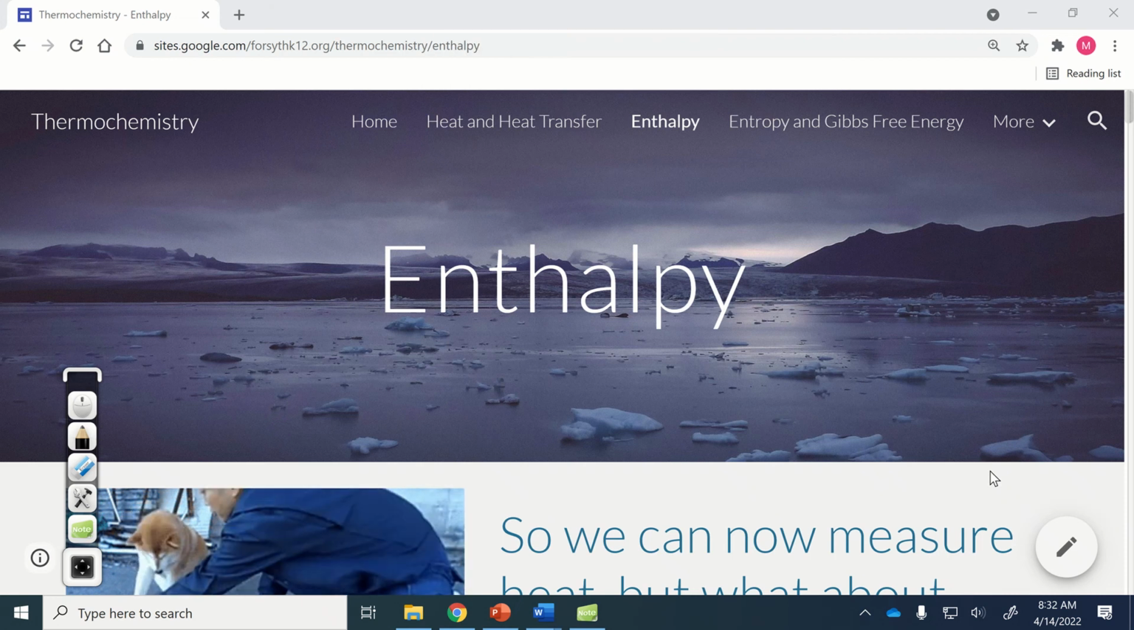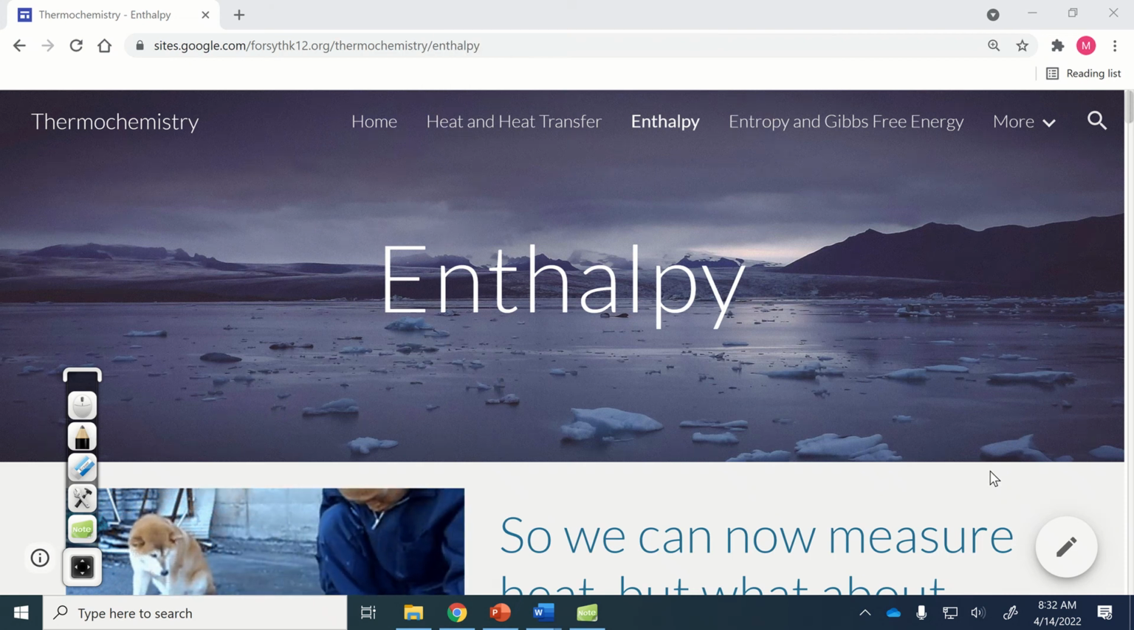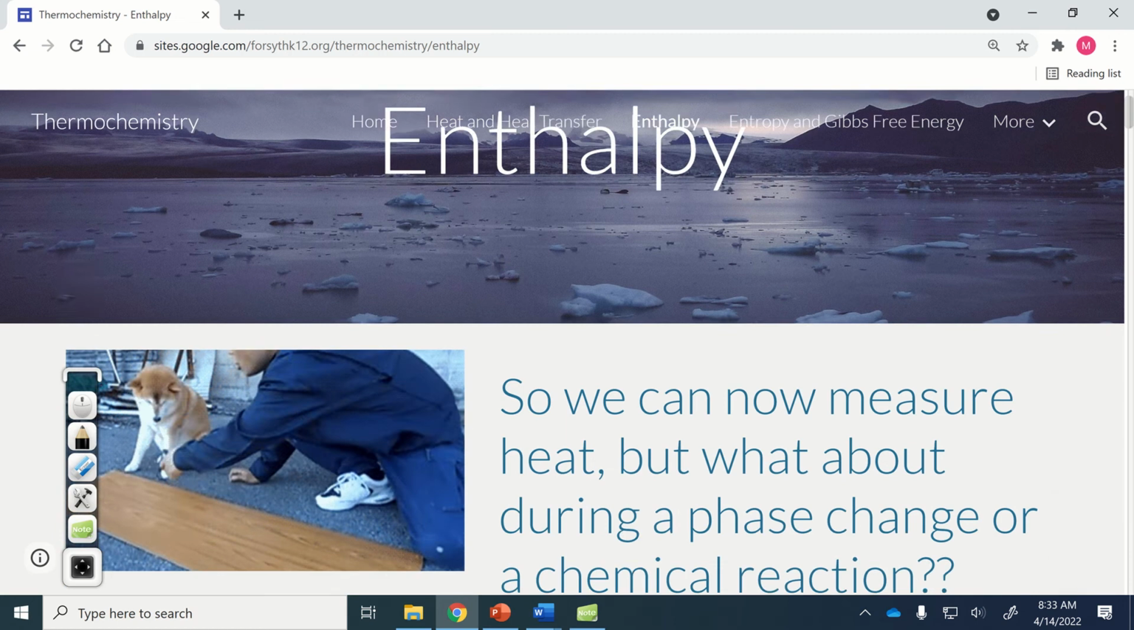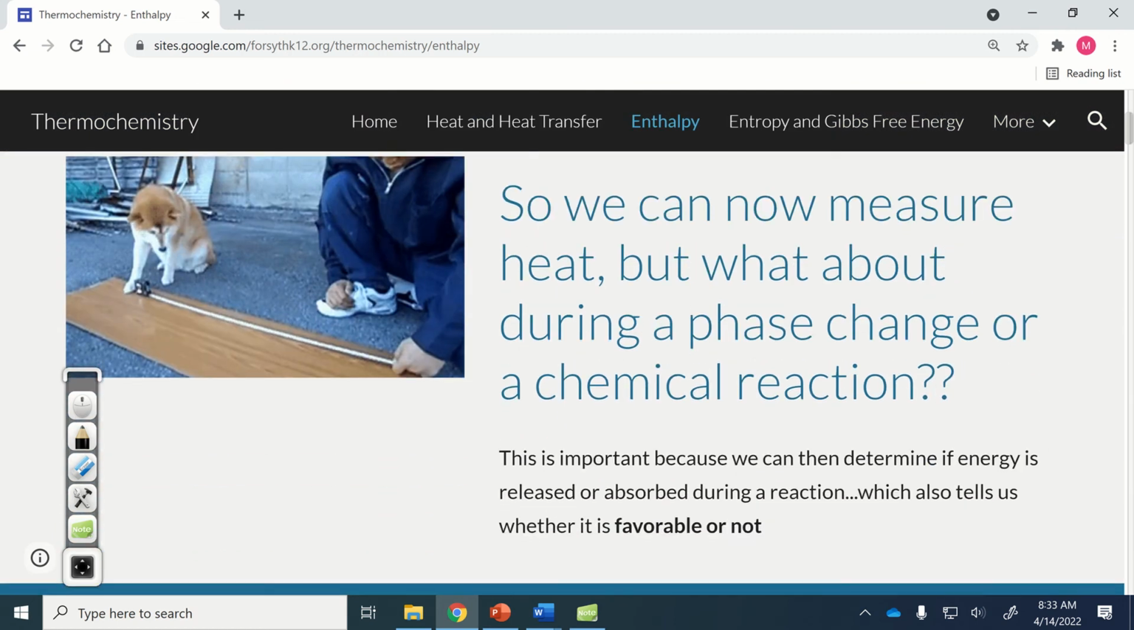Yeager for chemistry, and we are looking at the large topic of enthalpy today. So this is definitely a little bit longer in showing some concepts and then the math involved with it quite a bit. So what is enthalpy?